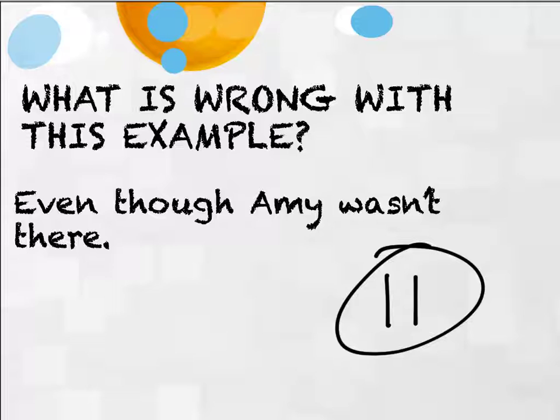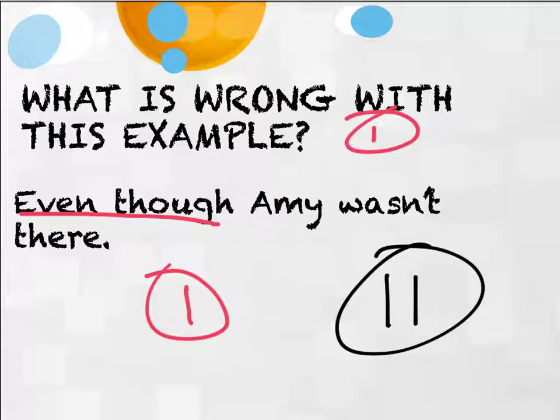Alright, let's take a look at our 3 rules to find out what is wrong with this example. Rule number 1 says you have to use one of the words from the list. Even though, again, that's 2 words, it is from our list, so it follows rule number 1. Rule number 2, it must be followed by a comma. Well, if you look at this whole sentence, there's not one single comma, so we're breaking rule number 2 right off the bat.